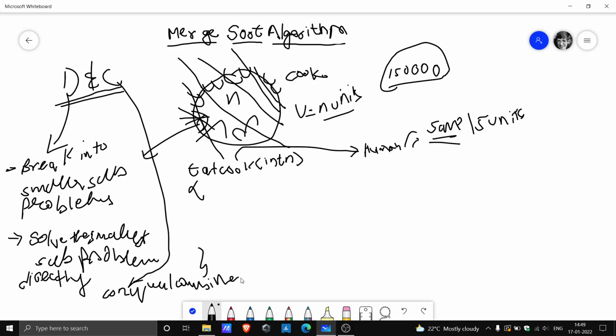Basically, in this combine step, we combine solutions to the smaller subproblems.